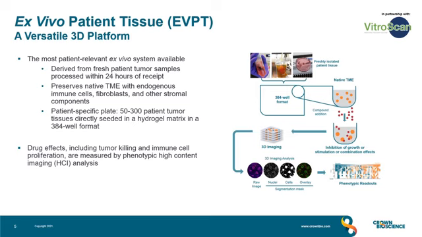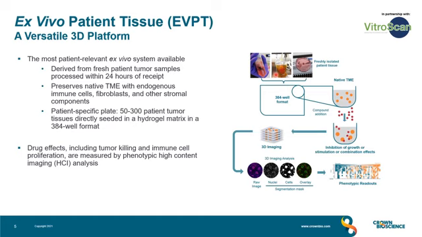So in a nutshell, this is the principle of how our EVPT platform works. We receive fresh patient tissue from the hospitals within 24 hours after it's been collected from the patient, and we process it right away. Our processing involves generation of tumor clusters. So we don't make single cells, but clusters. Upon generation of these tumor clusters, the cells that are native to the TME are also released, including immune cells and fibroblasts and other stromal components.